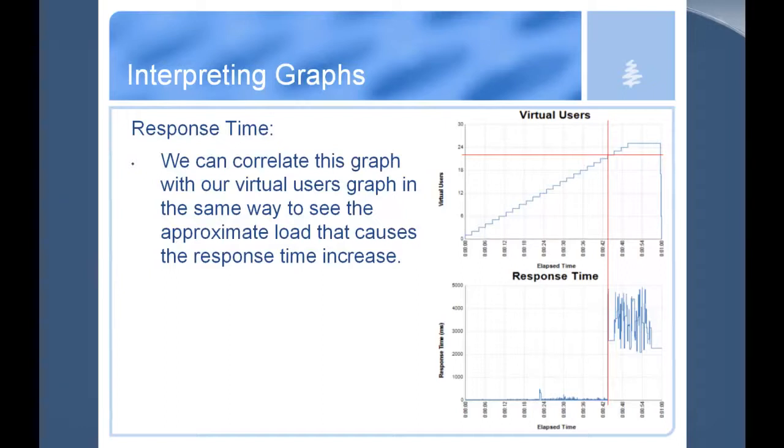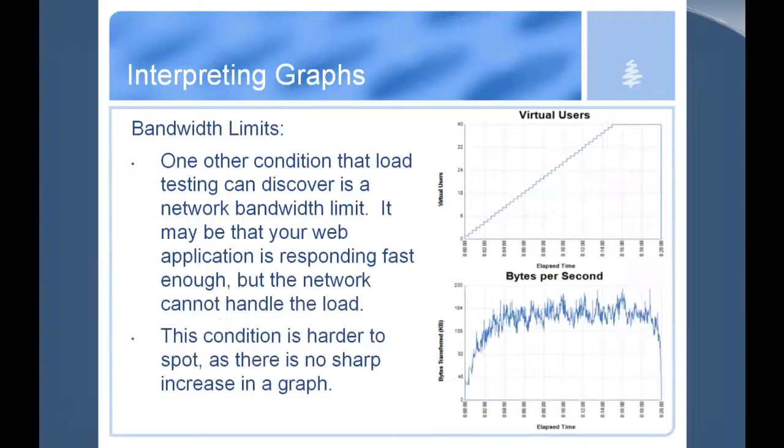So anytime you see these sharp changes in response time, that's usually an indicator that you've got some sort of limit on the server or limit in the environment that needs to be investigated. And then the last one I think we're going to look at is the bandwidth limits. And these, more often than showing sharp spikes, tend to be plateaus.